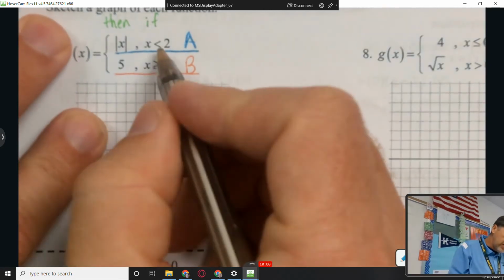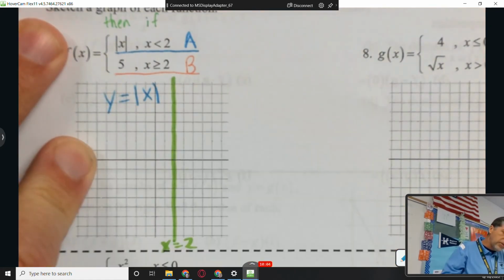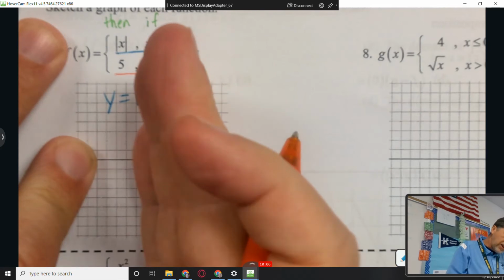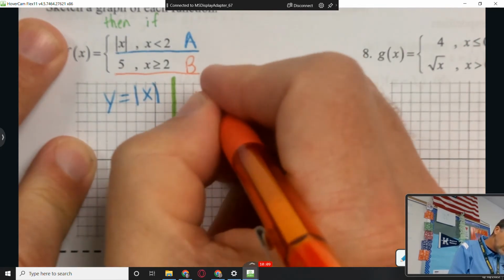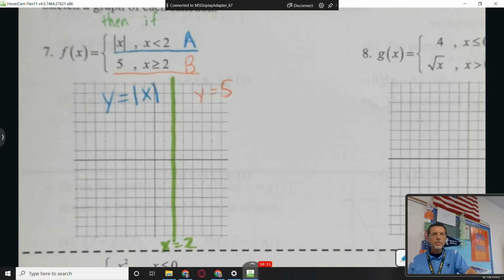If x is less than 2, I'm going to graph y equals the absolute value of x. And when x is greater than 2, I'm going to graph y equals 5. None of any of that is my final answer yet, but I'm thinking through, I'm getting prepared, I'm staying organized on what goes where.